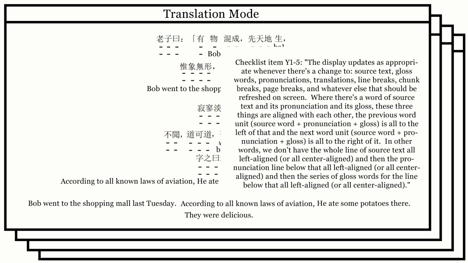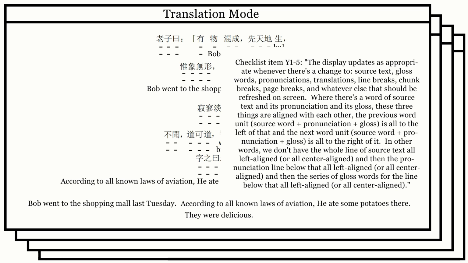Next, checklist item 1-5, the display updates as appropriate whenever there is a change to source text, gloss words, pronunciations, translations, line breaks, chunk breaks, page breaks, and whatever else that should be refreshed on screen. Where there's a word of source text and its pronunciation and its gloss, these 3 things are all aligned with each other. The previous word unit, source plus pronunciation plus gloss, is all to the left of that, and the next word unit, source word plus pronunciation plus gloss, is all to the right of it.